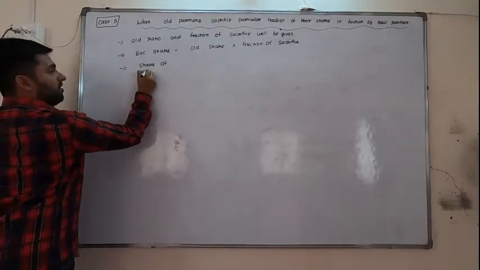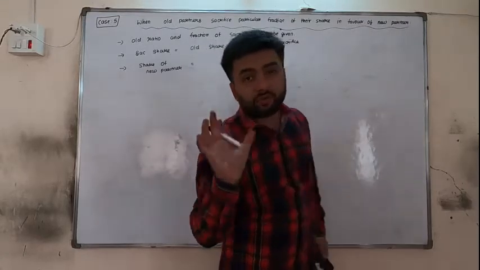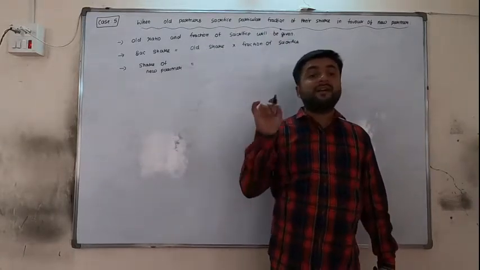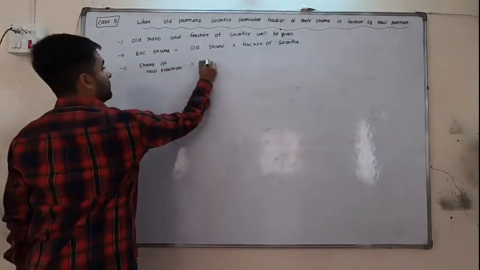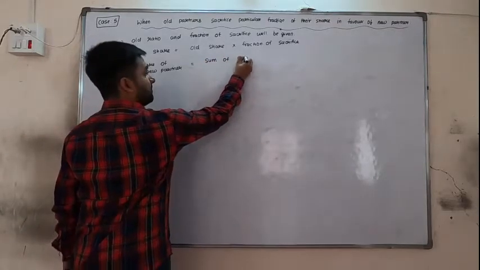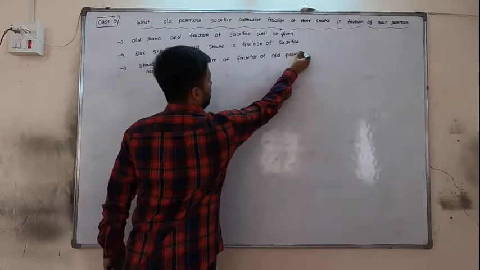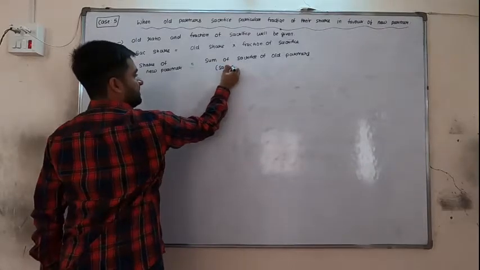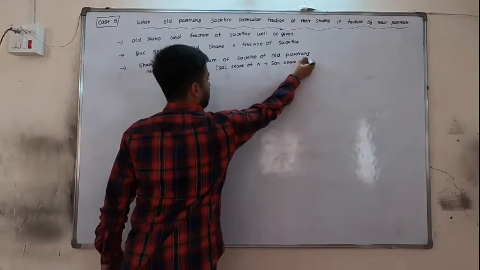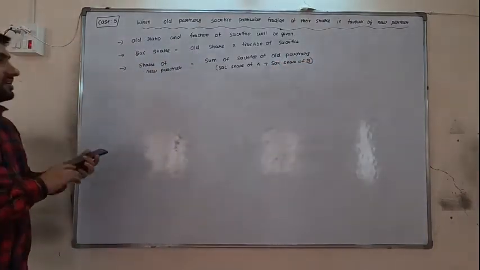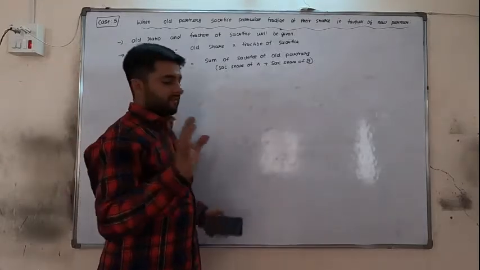So the share of new partner is equal to, as I said many times, the total of sacrifice shares is always the share of new partner. 1 by 10 plus 1 by 10, 2 by 10, gives 1 by 5; you can take the example from that sum also. So share of new partner is calculated as the sum of sacrifice of old partners, which means sacrifice share of A plus sacrifice share of B. Okay?